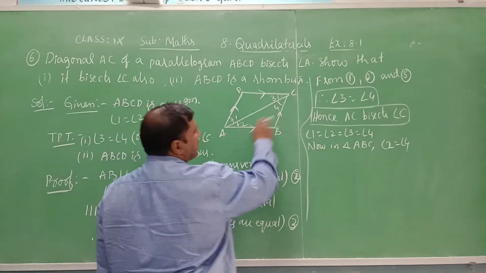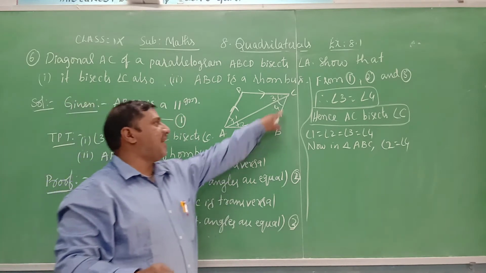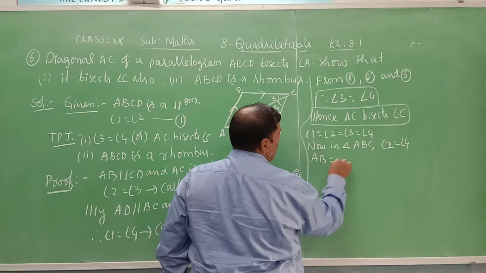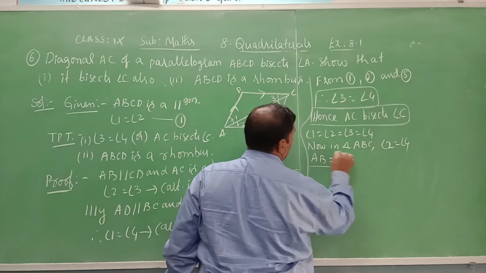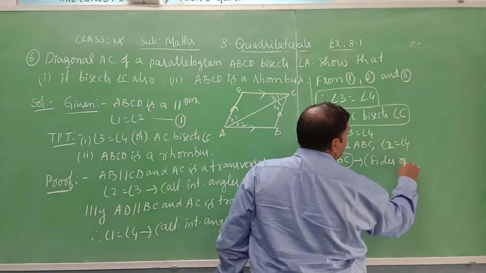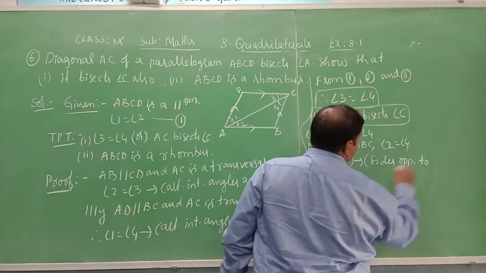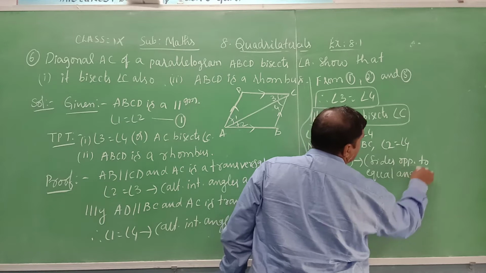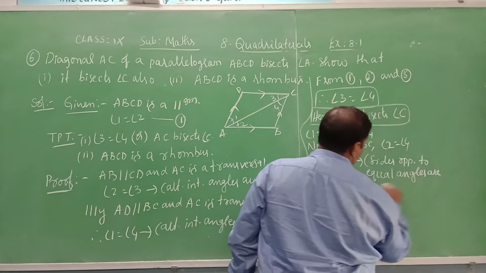Therefore, what about the sides opposite to them? That is AB and BC. They are equal. AB is equal to BC. Why are they equal? Sides opposite to equal angles are equal.